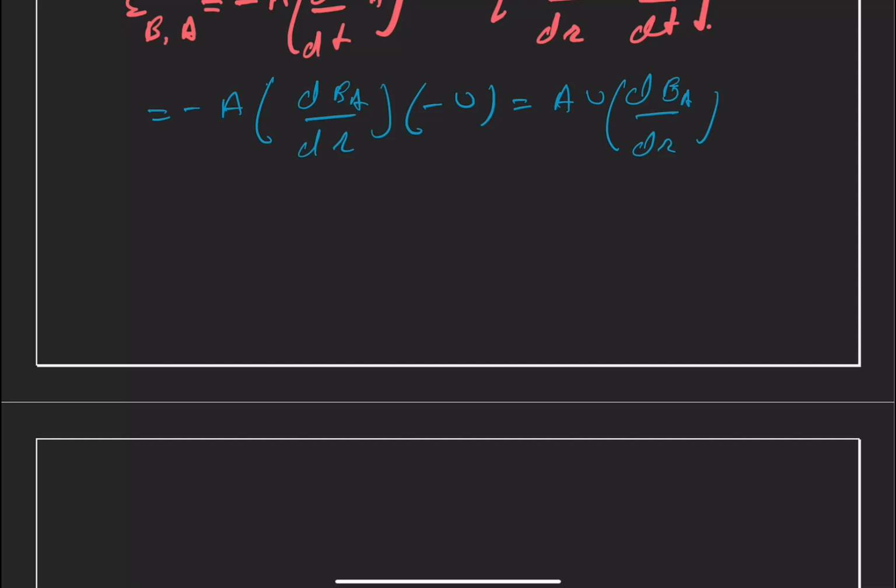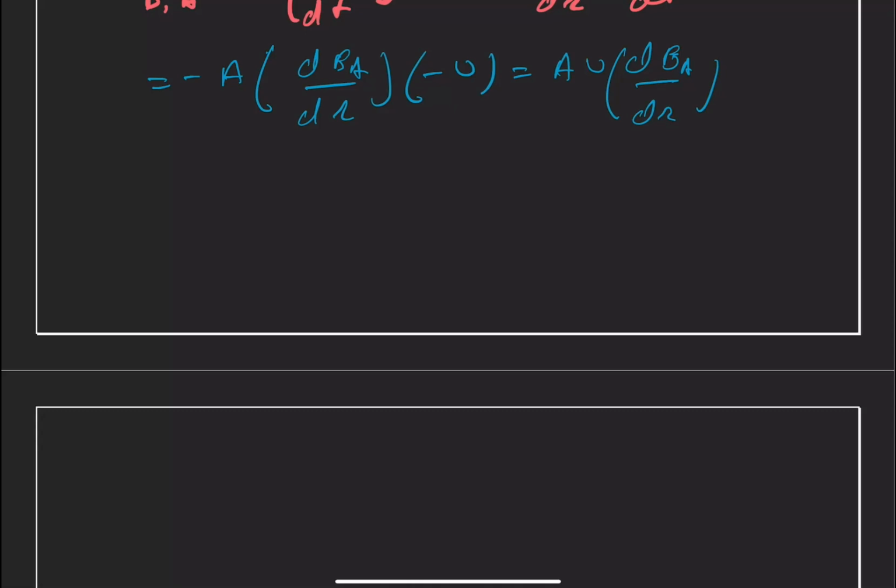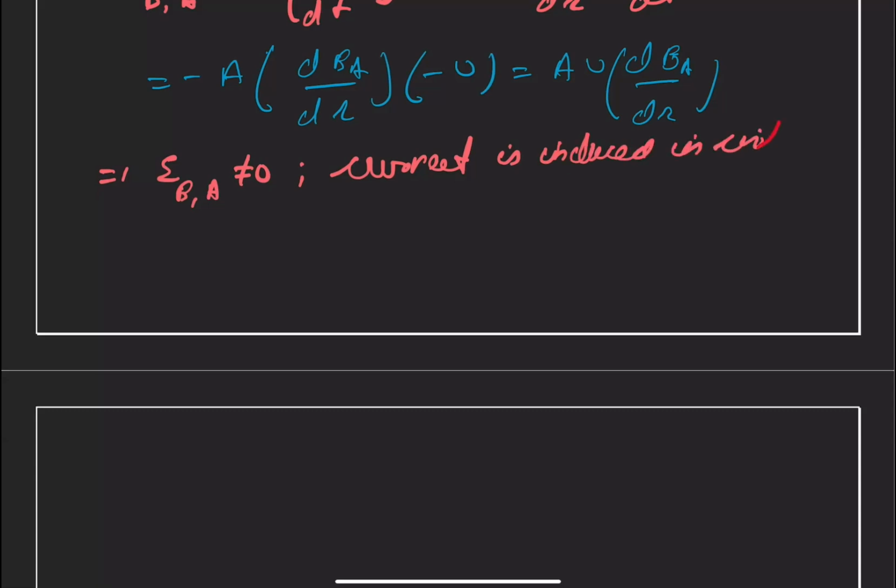So we can say that the EMF is not equal to 0. Because of this, EBA is not equal to 0. So you can say a current is induced in coil B because of A. Current is induced in coil B due to coil A.